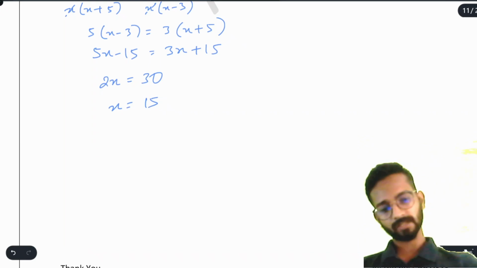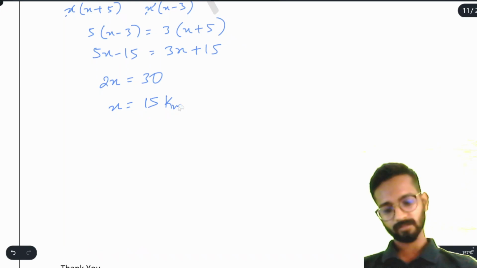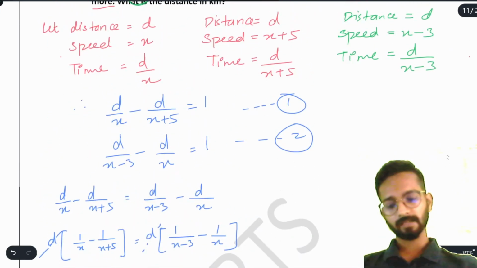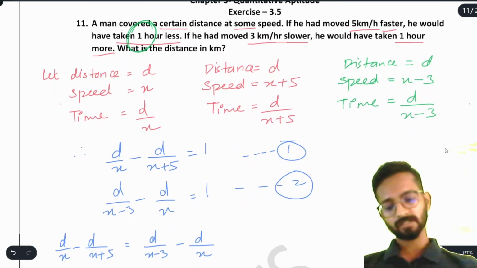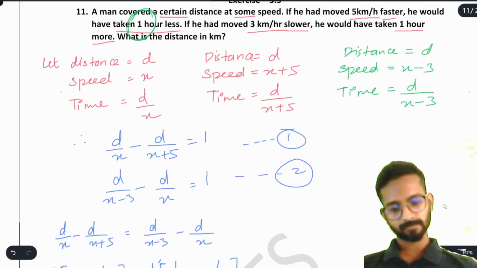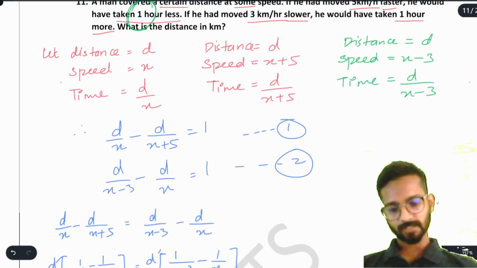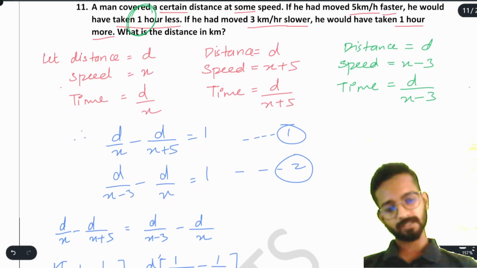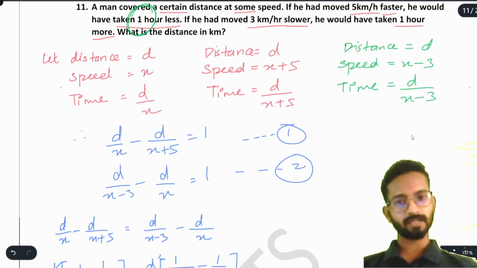What did we assume our x to be? Speed. So you can write here x is equal to 15 km per hour. Simple enough. Now, x is 15 km per hour. What is the distance in kilometers? We can directly put the value of x in either of these two equations, in this equation or in this equation. We will get our distance.